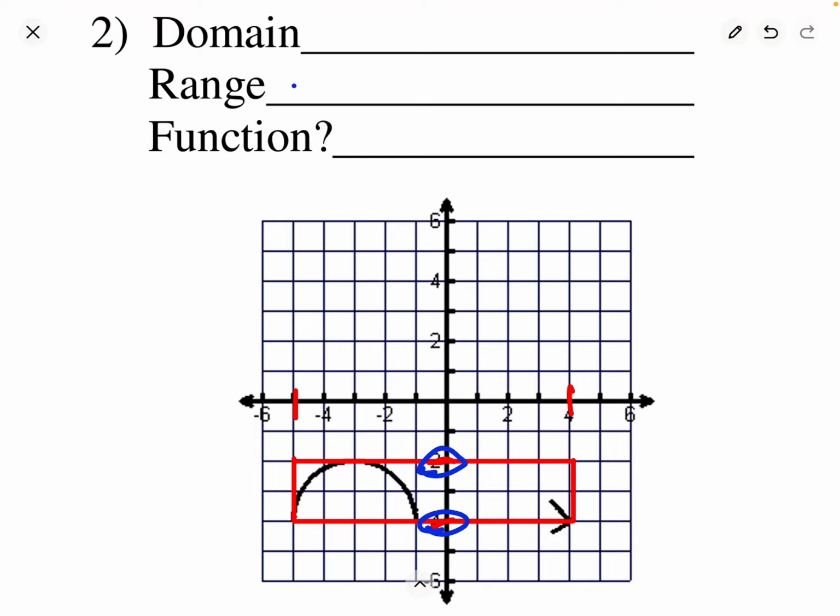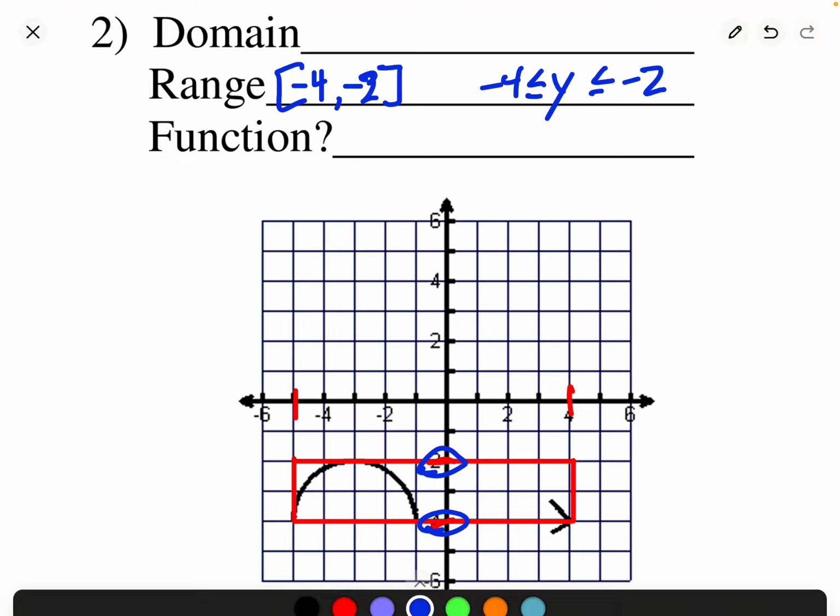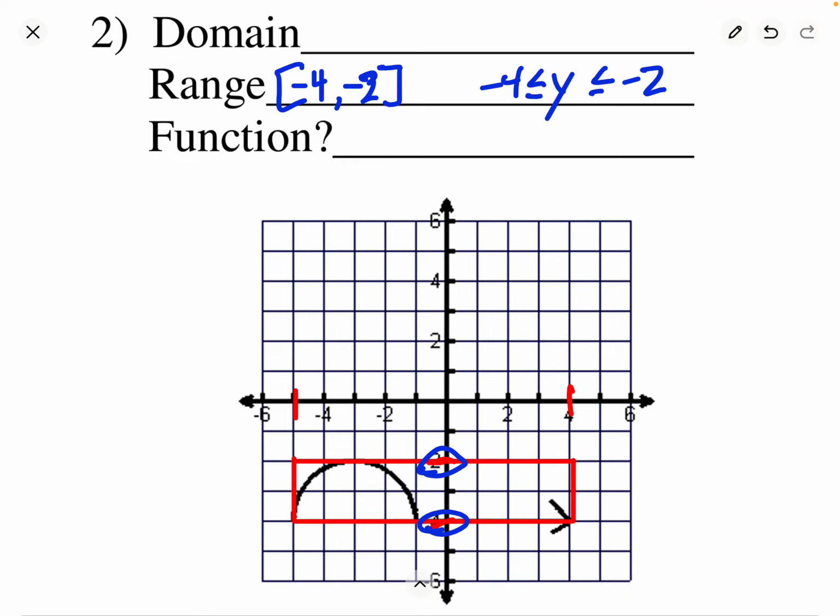So we would go, okay, a -4 bracket to a -2 bracket, or we could say y is greater than or equal to -4, but less than or equal to -2. So the range doesn't change. Now, what we need to do though is we can't just say, oh, the domain is -5 over to 4, because this arrow means that we're going to be going out in the x direction to positive infinity. So we can't use that. We have to use this.